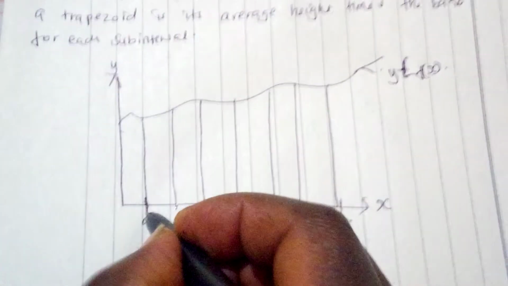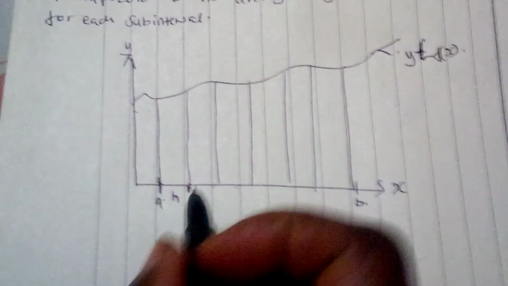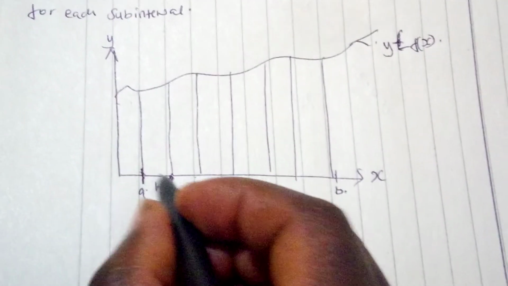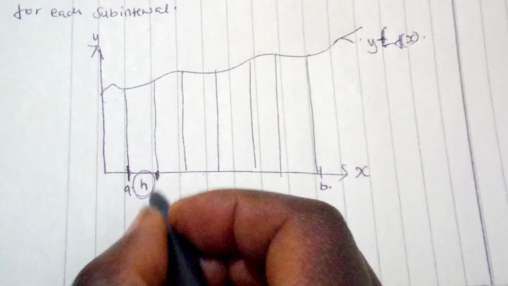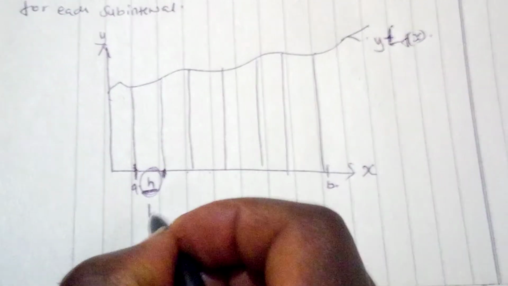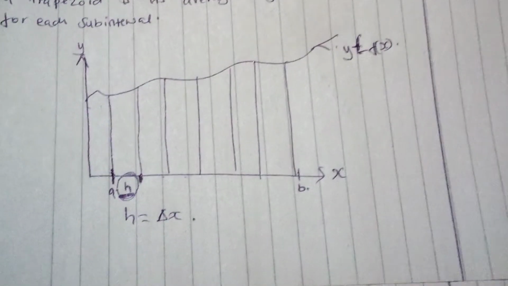Sorry for that. From this point to this point is what we are calling h. From point a to the end of the first subinterval, that change or that difference is what we are calling h. So h is equal to the change in x. So we continue.